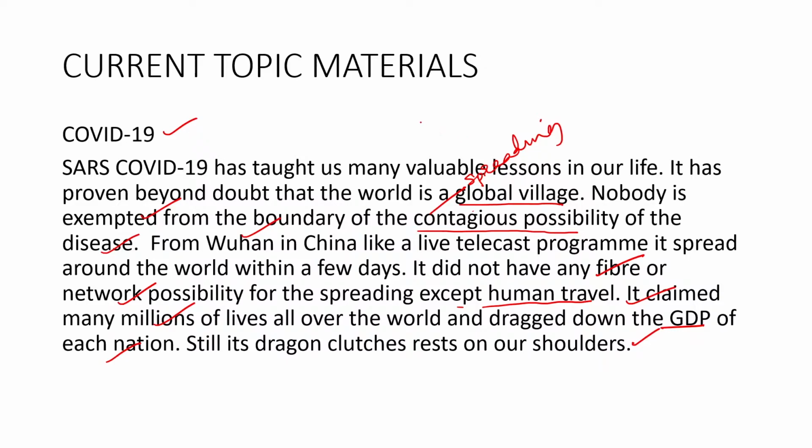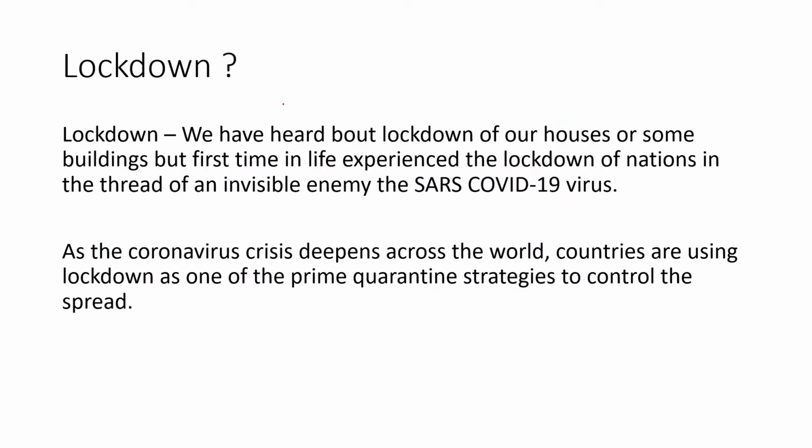If anything is related with the COVID-19 or you get a chance to refer something, this much awareness about COVID-19 is the minimum you have to keep. Then something related with the lockdown. We have heard about lockdown of our houses or some buildings, but for the first time in life we experienced the lockdown of nations in the threat of an invisible enemy, the SARS COVID-19 virus. As the coronavirus crisis deepens across the world, countries are using lockdown as one of the prime quarantine strategies to control the spread. So, you remember these words, prime quarantine strategies. Lockdown is used as a prime quarantine strategy that you have to remember.